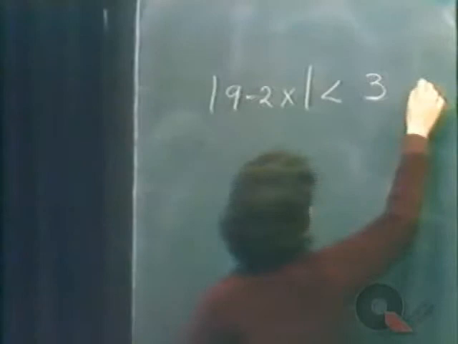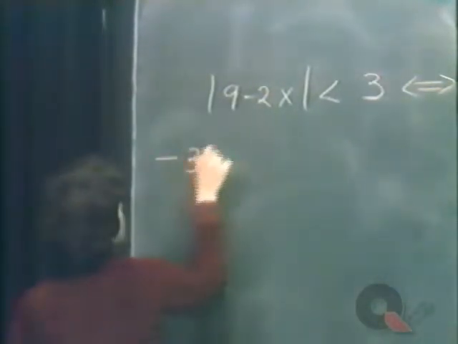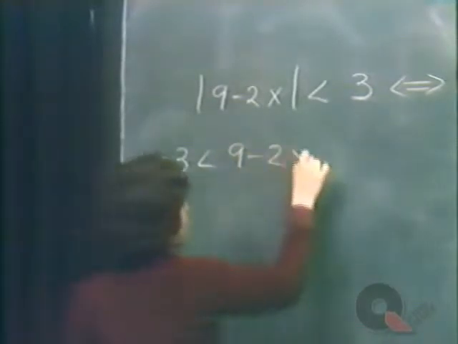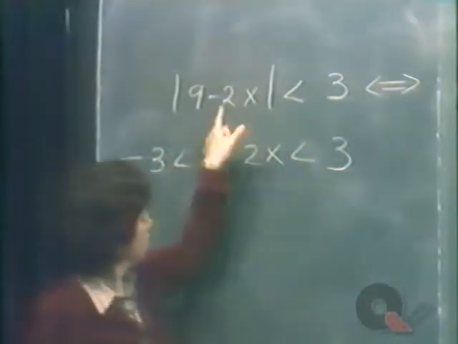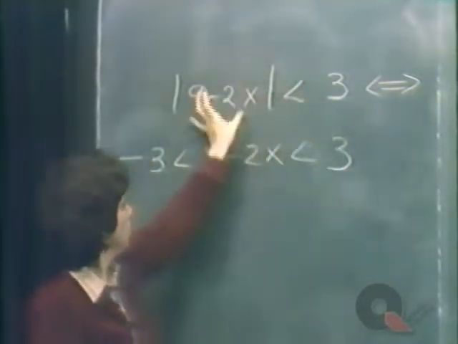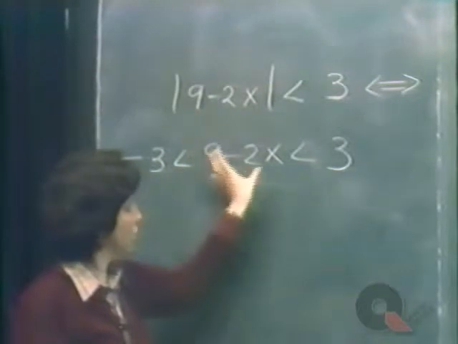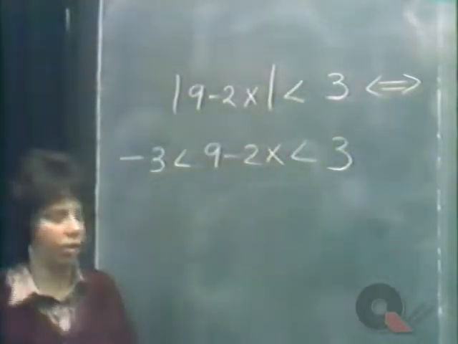This is equivalent to the following inequality without absolute value symbols. The absolute value of z is less than a, where a is positive. We can place the z value, the 9 minus 2x, in the middle. This number here, it's negative over there.